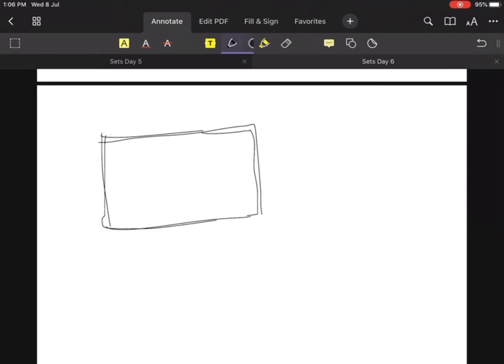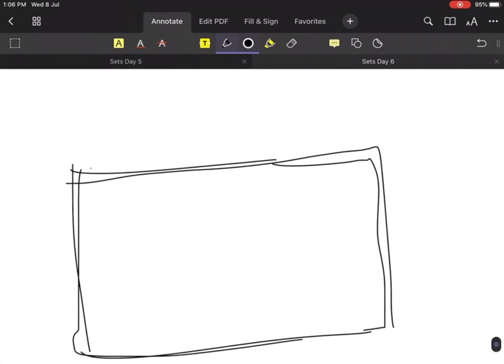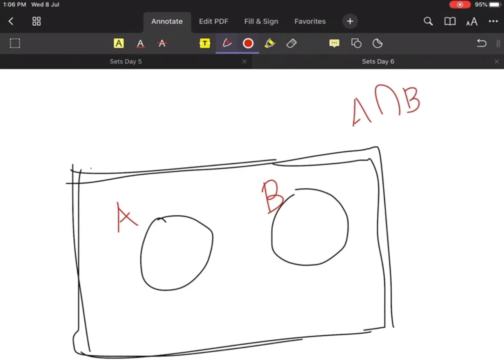Now nothing is common between them. So it means what? If I have one set like this, the other set will not be like this. Why? Because nothing is common. So the other set will be like this. Am I clear? So if this is our set A, this will be our set B. Understood? There is nothing common between A and B. Why? Because A intersection B is equal to null set, right?